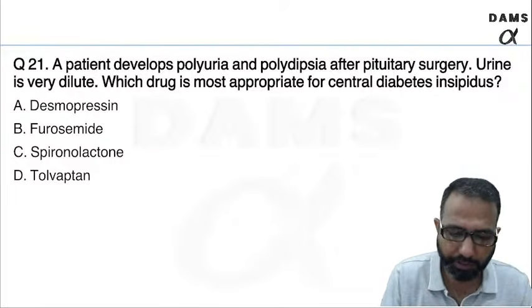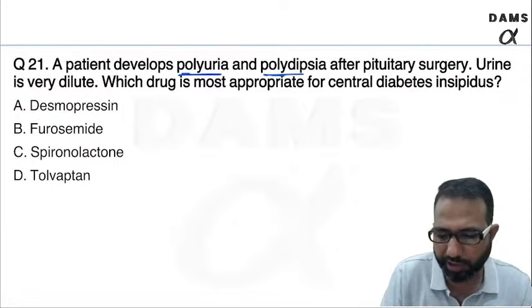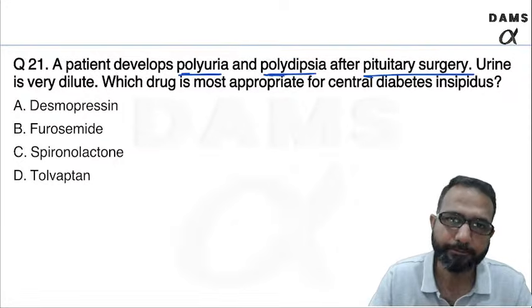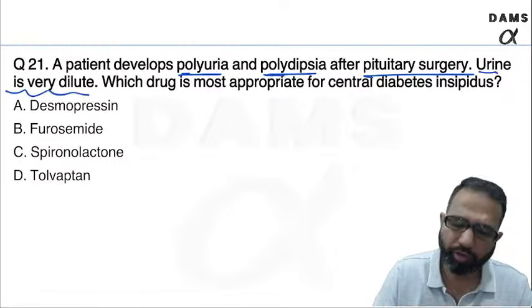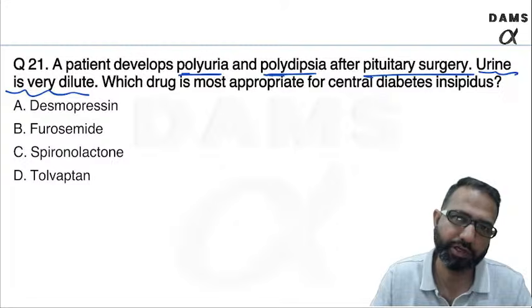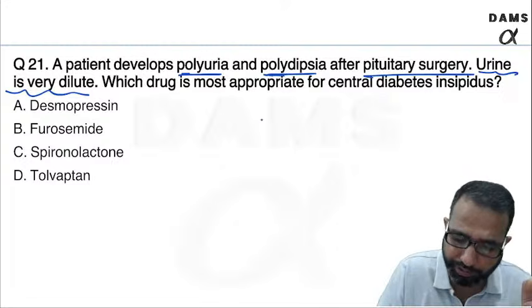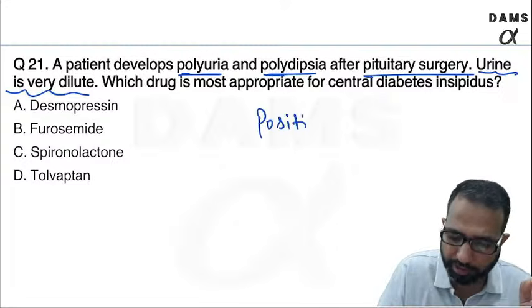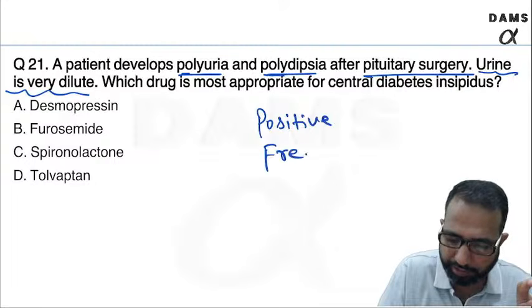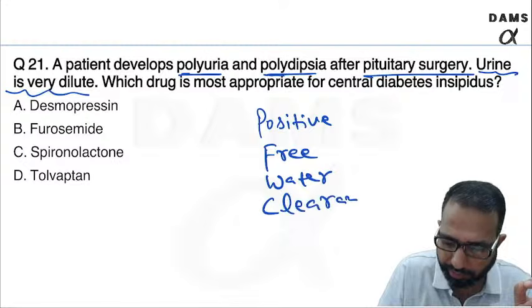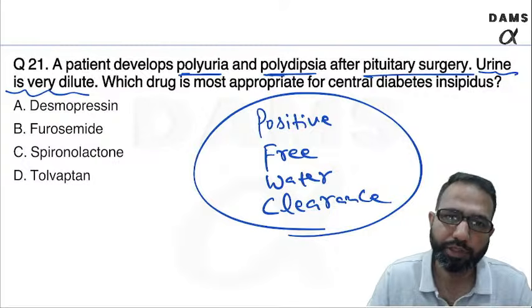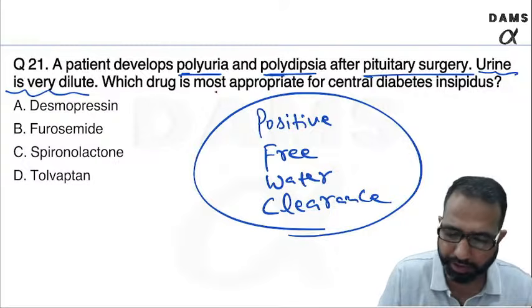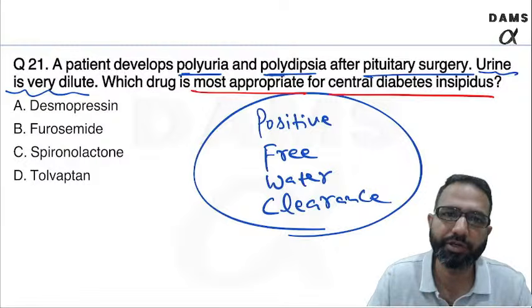Next question. A patient develops polyuria and polydipsia after pituitary surgery. Urine is very dilute. Obviously there is polyuria, an excess of water. This is called positive free water clearance, because of excess water in the urine. Which drug is most appropriate for central diabetes insipidus?